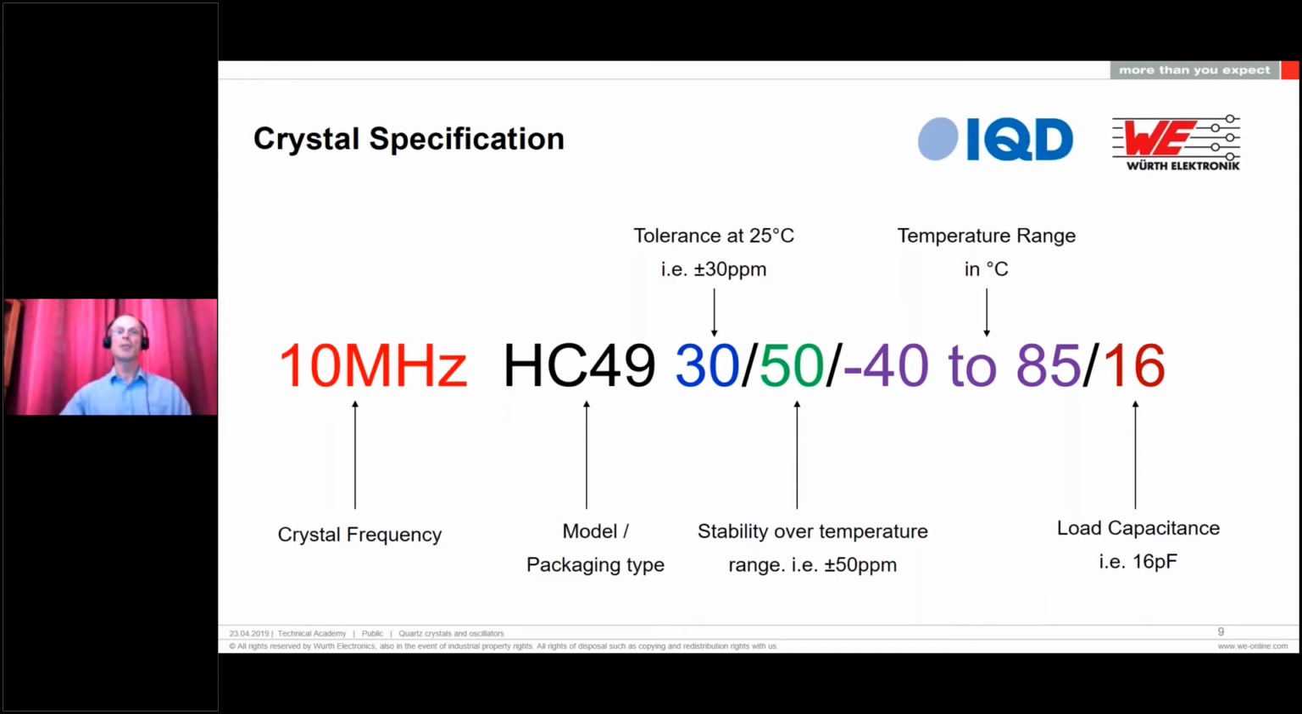The temperature range is self-explanatory. It's industrial, it's minus 40 to 85. And the last figure is the load capacitance. In this example, 16 picofarads. And that gives you an outline of the basic information we'd need for a crystal.